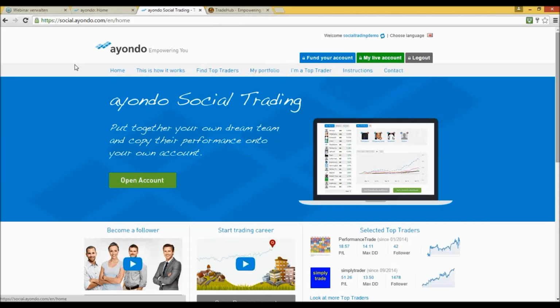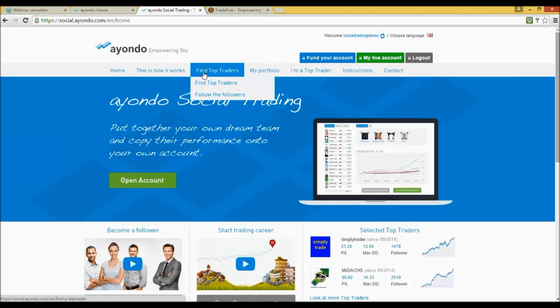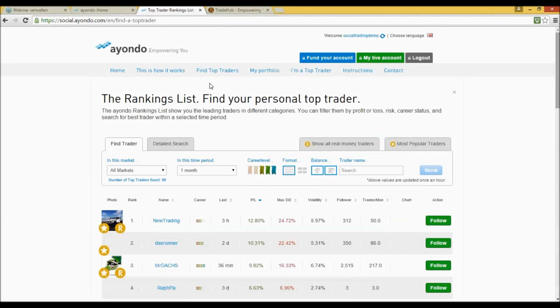In order to get started, what we really want to do is just see who the top traders are, who's performing well, and try to find some top traders to follow. The simplest way of doing that is by selecting Find Top Traders. This will take you to a league table almost, where you'll be able to see who the top traders are and who the bad traders are effectively.